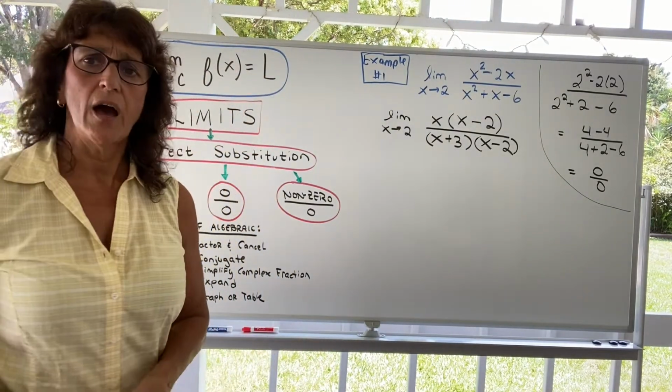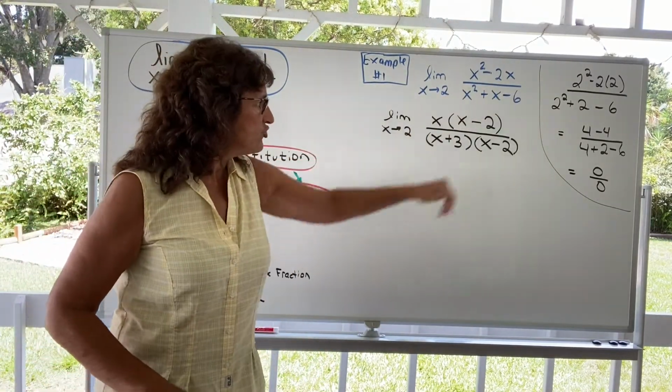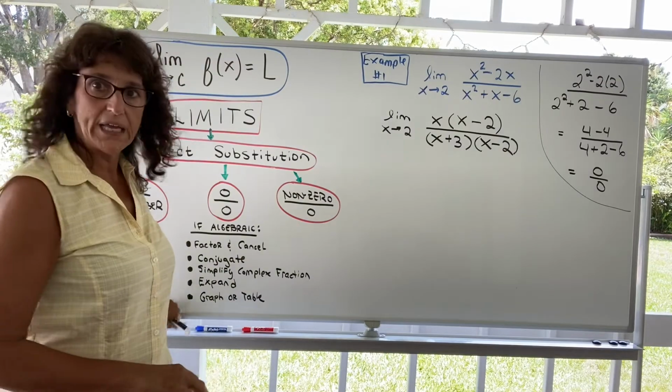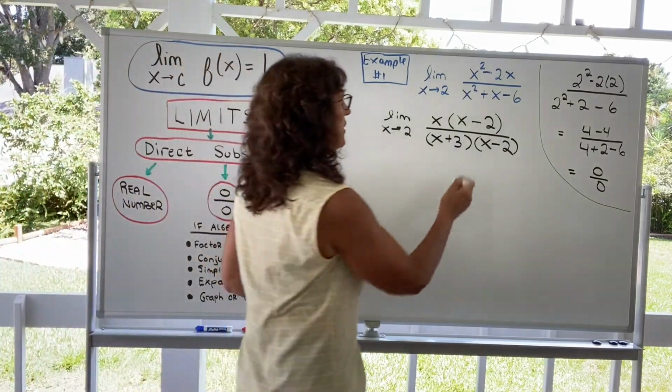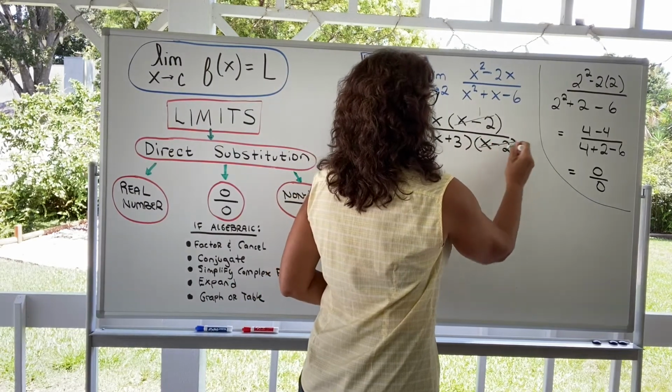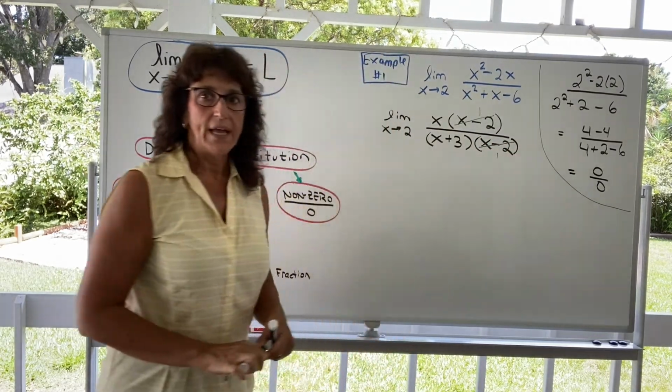Now, notice there's a common factor, x minus 2, and so we can cancel those. It's factor and cancel, okay? So we can cancel those out, all right? We want to move those out of the way, okay?